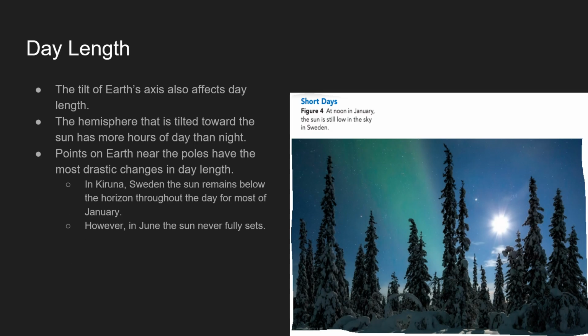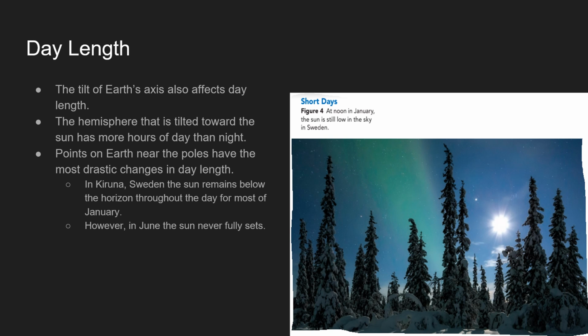Day length. The tilt of Earth's axis also affects day length. The hemisphere that is tilted toward the Sun has more hours of day than night. Points on Earth near the poles have the most drastic changes in day length. In Kiruna, Sweden, the sun remains below the horizon throughout the day for most of January. However, in June, the sun never fully sets.